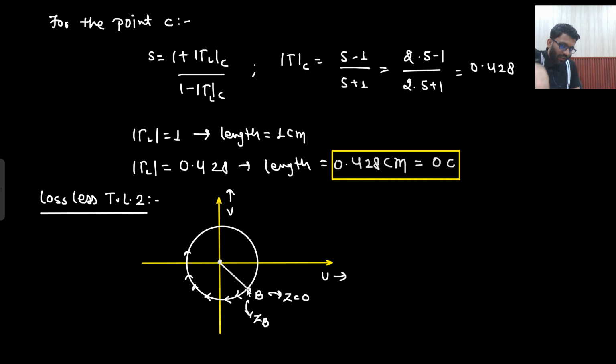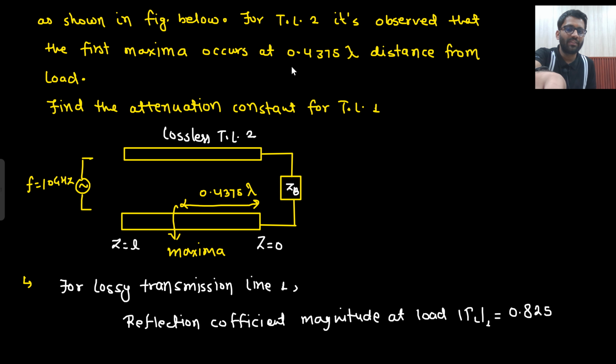And if I keep on working on this line, that means I will keep on working on this constant VSWR circle in the clockwise direction. So if I keep on working here, then what will I encounter first? V min. What is this point? This point is V min. And what is this point? This point is V max. So first I will encounter V min. If I keep on working more, then what will I encounter? V max. So I am reaching this after covering 0.4375 lambda distance.